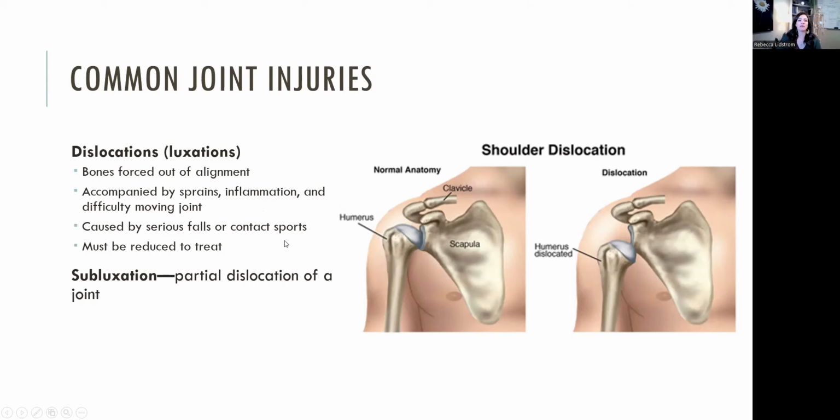When we think about the amount of inflammation, for us to fully treat this, we are going to have to work on the inflammation and work past that. So that's a full dislocation, which is a luxation. A subluxation is a partial dislocation of a joint.